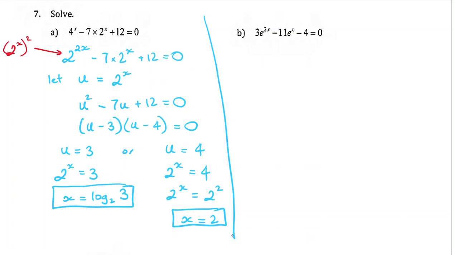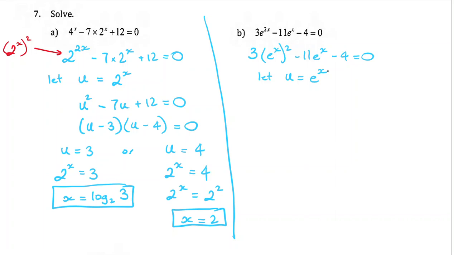3e to the 2x minus 11e to the x minus 4 equals 0. So that's going to be the same as 3 times e to the x, squared. So there's your squared part. Minus 11e to the x minus 4 equals 0. So I'm going to sub in u again. Let u equal e to the x.